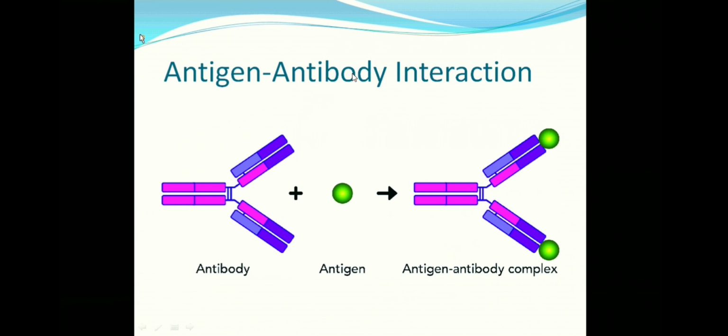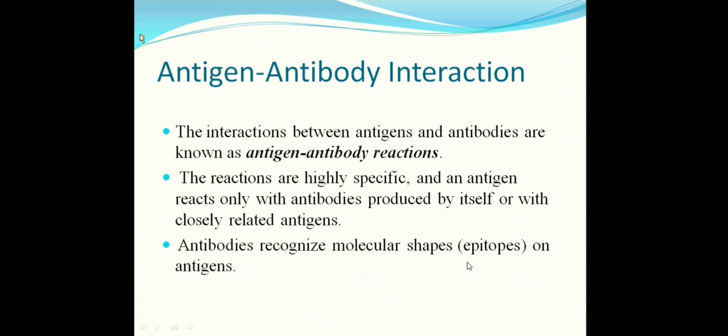Then antigen antibody interactions. Here this is the antigen, this is the antibody. So both interact to form antigen antibody complex. These reactions between the antigens and antibody are highly specific, and an antigen reacts only with antibodies produced by itself or with closely related antigens. Antibodies recognize molecular shape of the antigen.